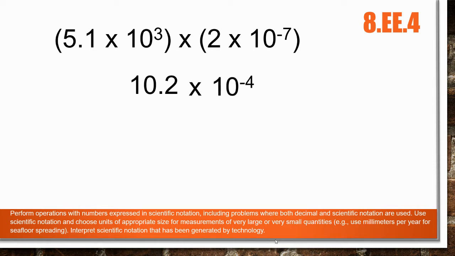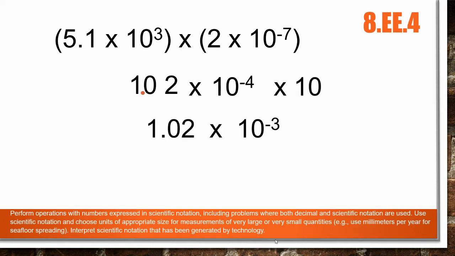Now, if we look at this number, you can see that 10 and 2/10 is not between 1 and 9.99999, as you learned in a previous video. So we're going to shift our place value by dividing by 10. The decimal will move because the place value shifted. And if I divide by 10, then I multiply by 10. And when I'm finished, I have 1 and 2/100 times 10 to the negative third.